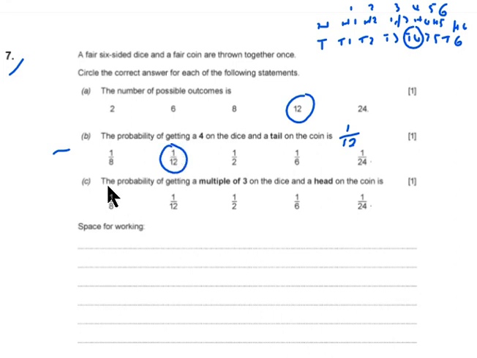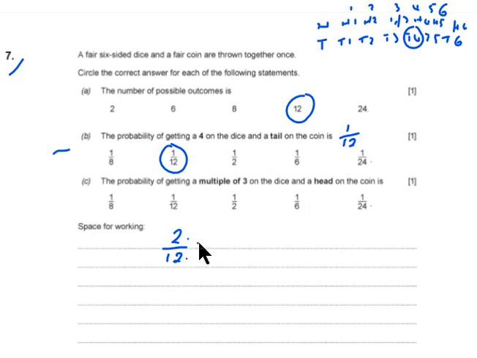Part C, what's the probability of getting a multiple of 3 on the dice and a head on the coin? And it gives me lots of different probabilities. So a multiple of 3 would be a 3 or a 6, and a head, well, is a head. So there are 2 successful outcomes out of a possible 12. So the probability is 2 over 12. But if I look in my list, I can't see 2 over 12.